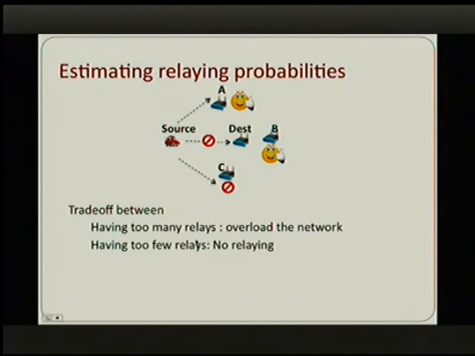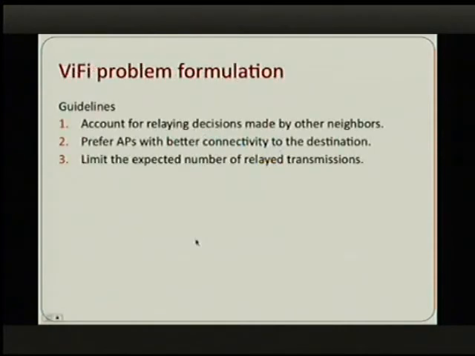So to estimate these relaying probabilities, we follow the following guidelines. The first is that you want to account for relaying decisions made by neighbors. In other words, if all my neighbors have very high relaying probabilities, I probably should have a smaller relaying probability. You want to prefer access points that have better connectivity to the destination because that means that you're going to be effective in your relaying. And you want to limit the expected number of relay transmissions. In other words, I don't want everybody, I want the expected number of relays to be some small number.